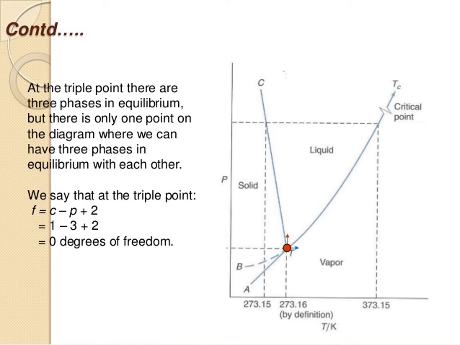Here in the water system, the triple point temperature is 273.16 Kelvin, and the critical point temperature is 373.15 Kelvin. So F = 1 - 3 + 2, since three phases are in equilibrium at the triple point. So F = 0 degrees of freedom.